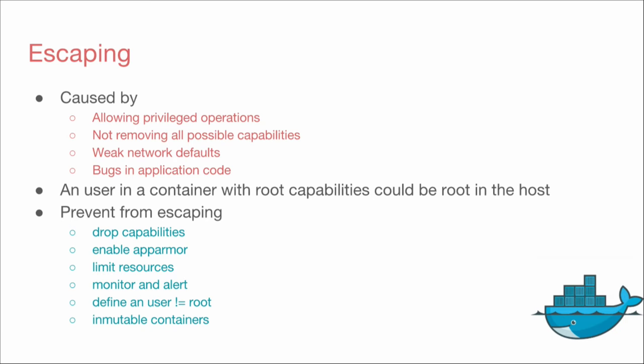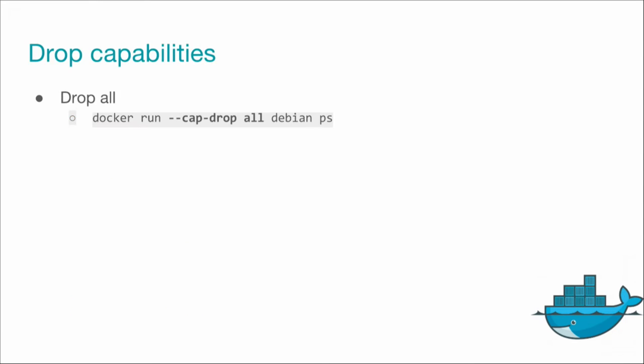I'm going to explain each item of this list. So first of all, drop capabilities. As we saw, with capabilities we can perform root operations, or operations that require root privileges. But in this example, I'm dropping all the capabilities.